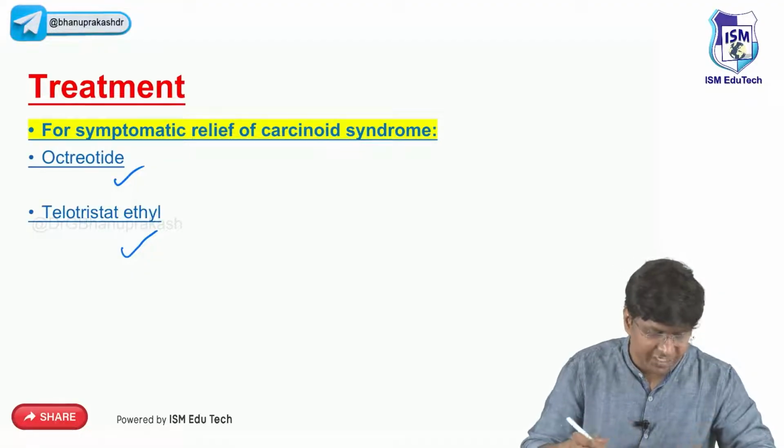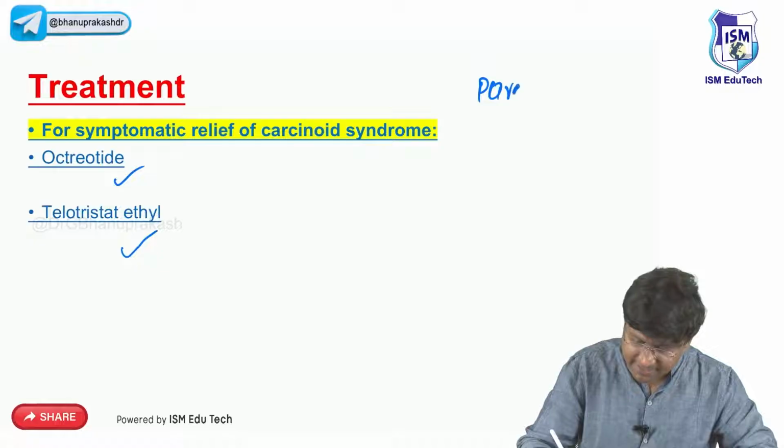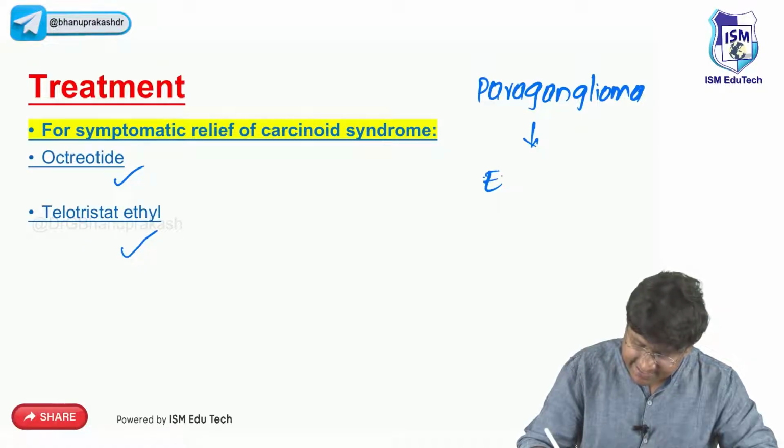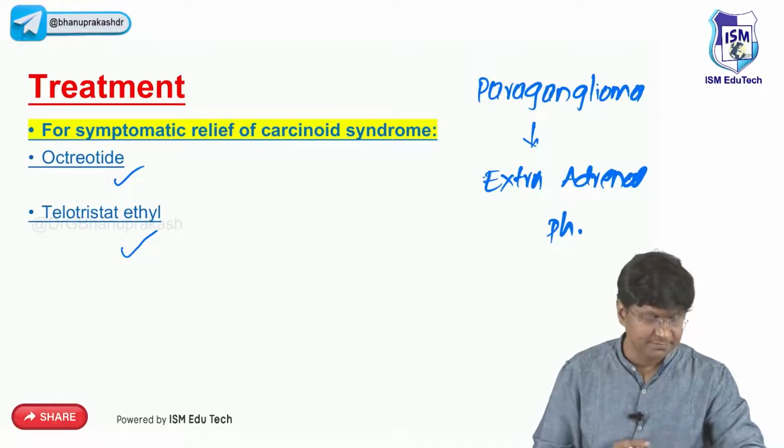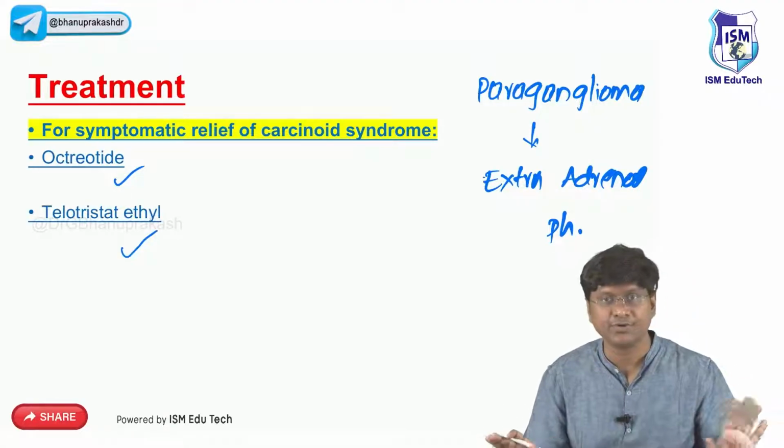Yeah, Meghavi. What is paraganglioma? See, paraganglioma, we come across this in pheochromocytoma. That is, extra-adrenal pheochromocytoma is nothing but your paraganglioma. Alright? Next. So this was about your carcinoid.